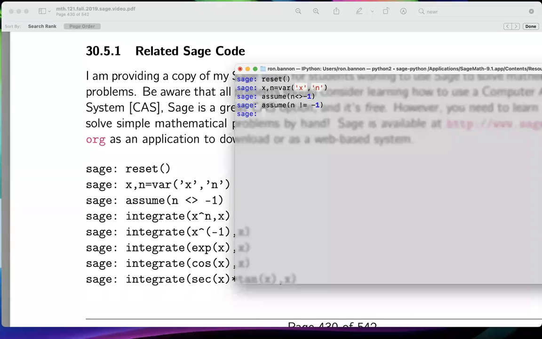So what does it say? It says assume N is not -1. What could N be then? Any other number in the universe. It can't be -1 though. All right. All right, let's go through this.